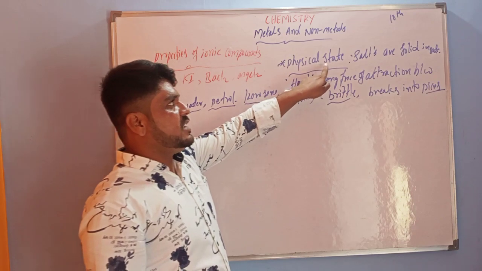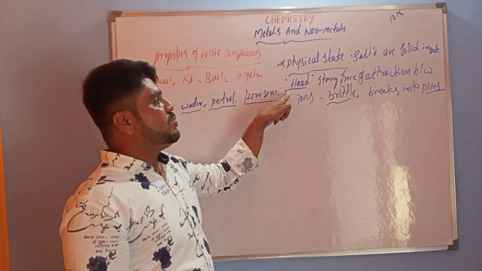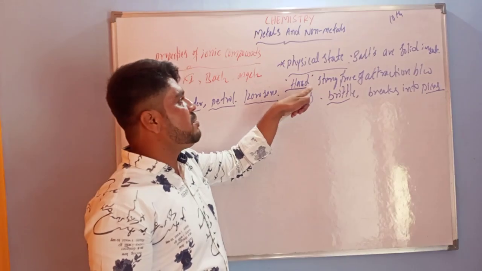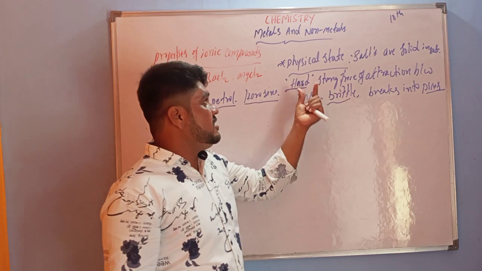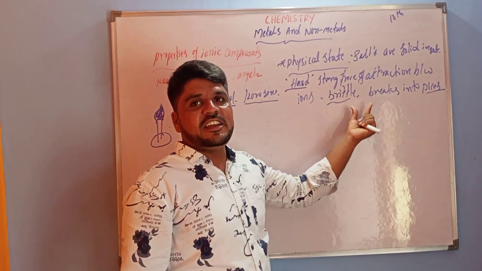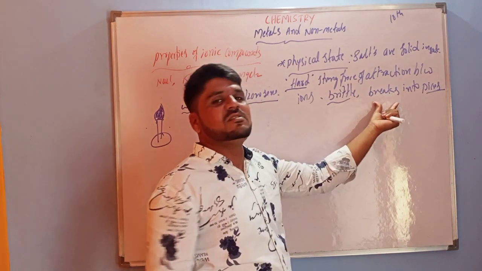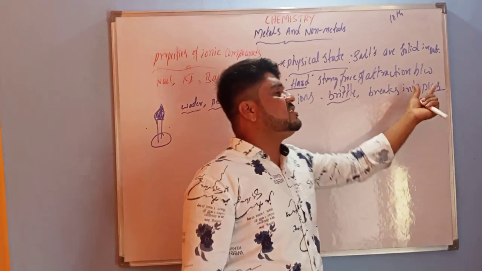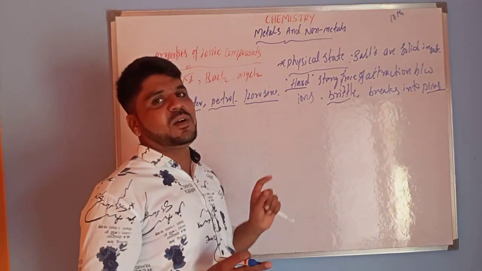So the physical nature is: salts are solid in state. These are somewhat hard because of the strong attractive force between the ions, and these ionic compounds are brittle. That means they have shattering capacity, and if you apply more pressure on these ionic compounds, they break into simpler pieces. Okay, this is the first physical property.